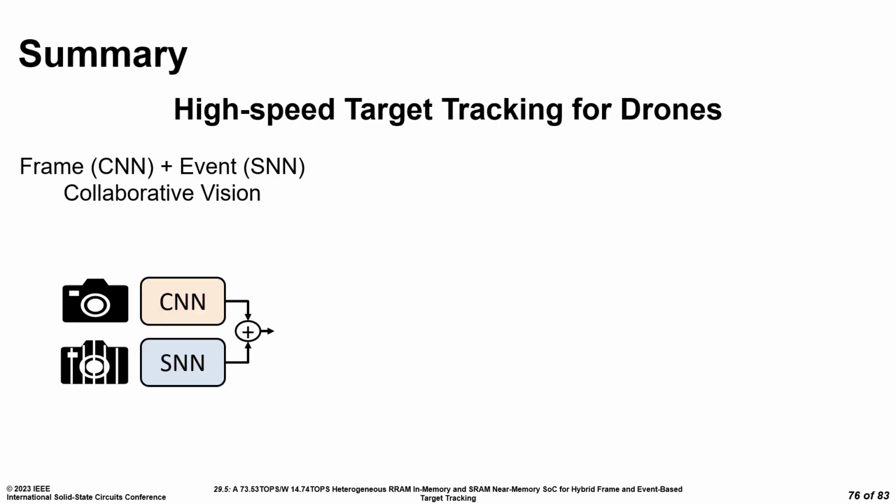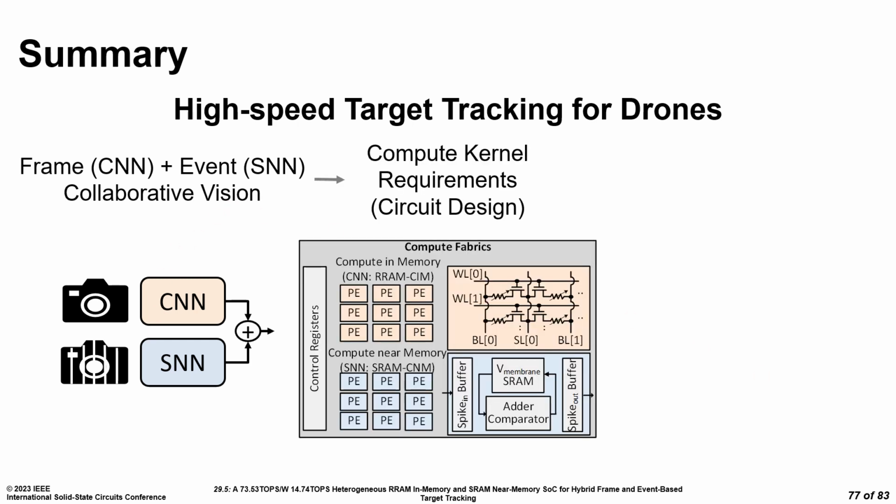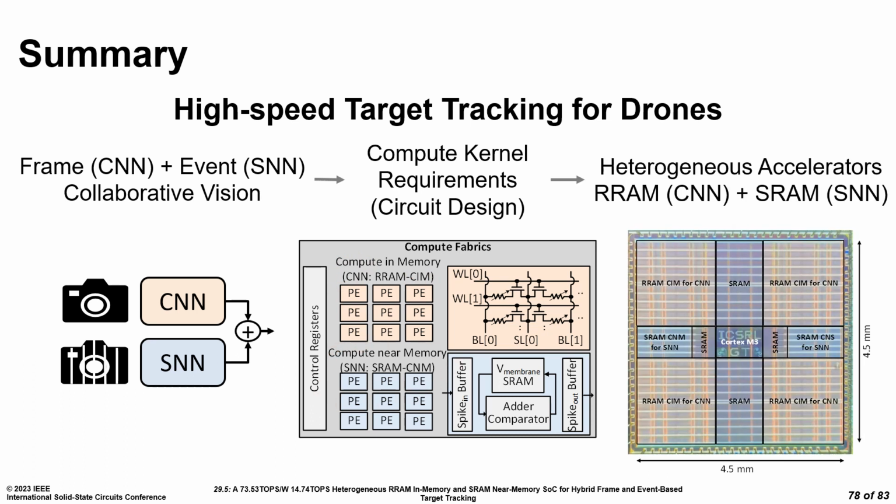To summarize, we started with a fundamental trade-off in frame-based vision and proposed a collaborative algorithm to mitigate it. We identified the processing requirements for each pipeline and mapped the CNN on compute-in memory and SNN on compute-near memory. This chip of heterogeneous accelerators showed performance in power, accuracy as well as latency.